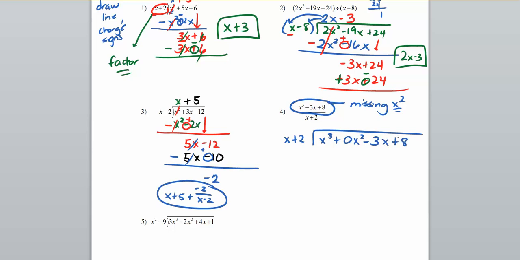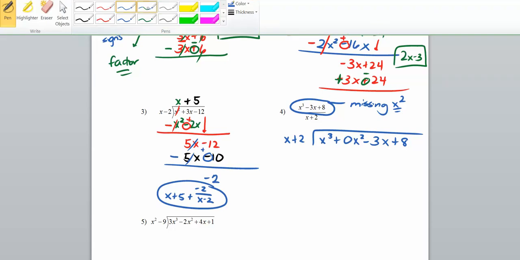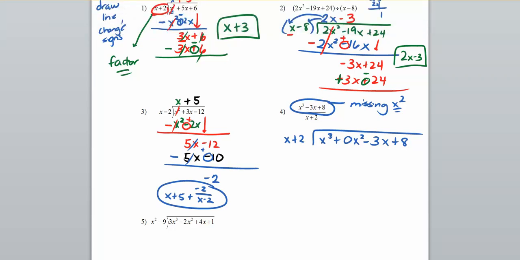And then we're going to go ahead through and just do long division like we did before. So how does x become x cubed? Well, I would need to multiply by x squared. Multiply that x squared by both terms out front, so x cubed plus 2x squared.